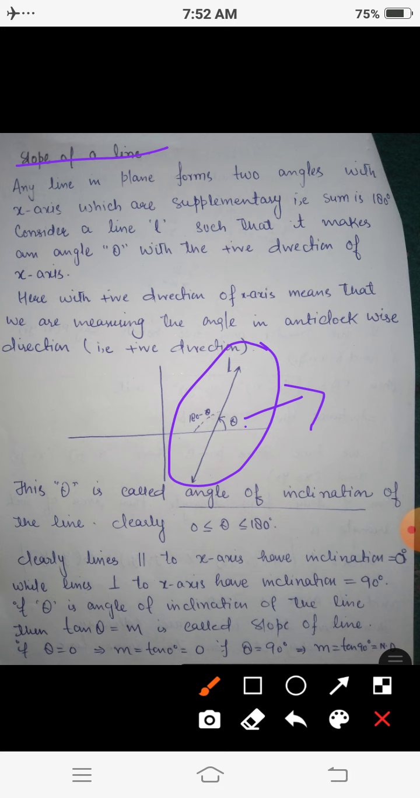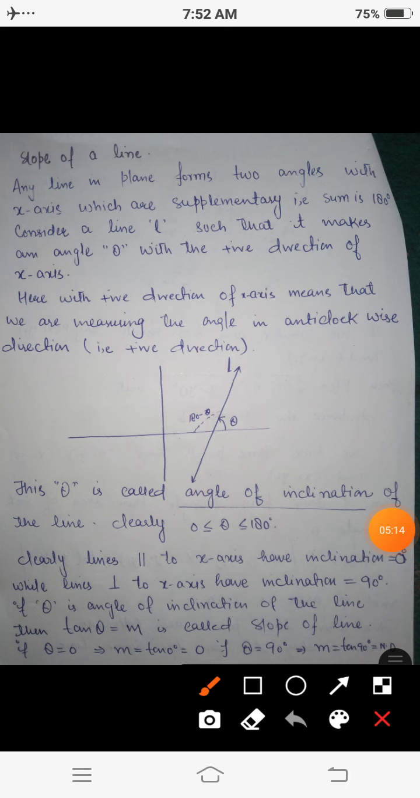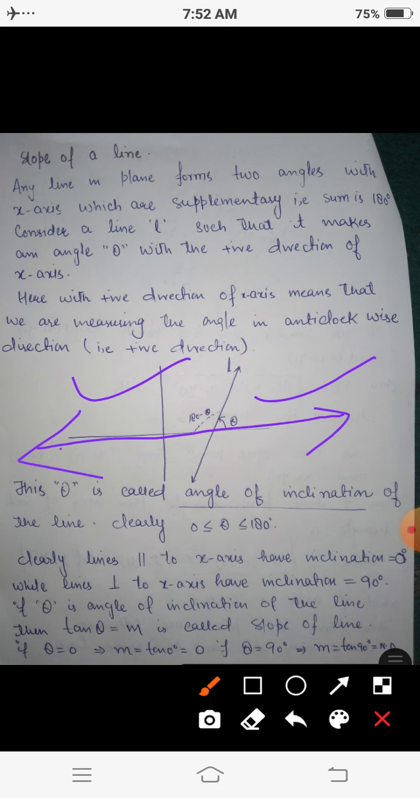This theta is called the angle of inclination of the line. Clearly, the range of theta is 0 to 180 degrees, because when we measure this angle in the anti-clockwise direction, the line may be in the first quadrant or in the second quadrant, or it may lie on the x-axis. This means theta is either 0 or 180.